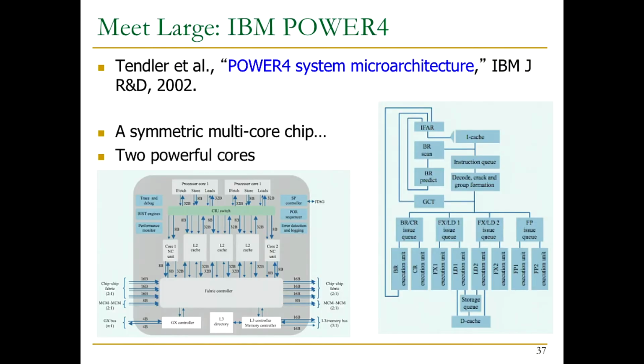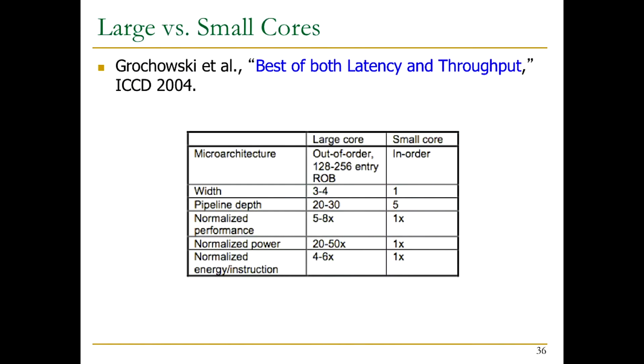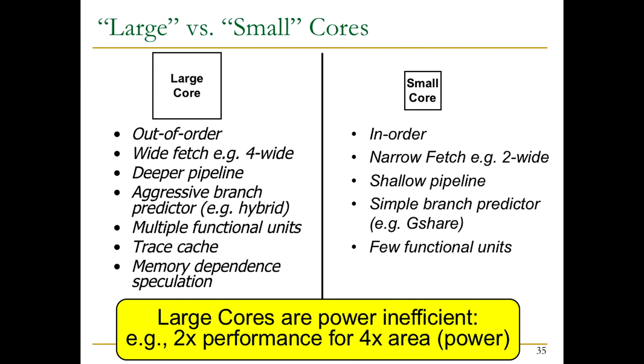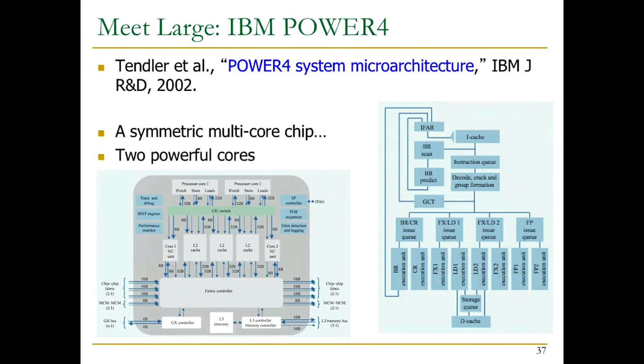Okay, so let's start a little bit historically also. Basically, when multi-cores were first designed, people were thinking about two directions. You can have large cores like this and tile them, or you can have small cores like this and tile them. And this was the first example of a large core that's tiled together. It's a symmetric multi-core chip, IBM Power 4.